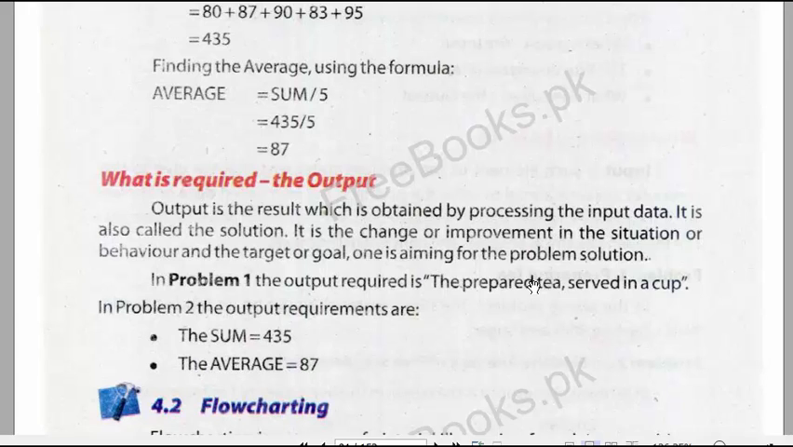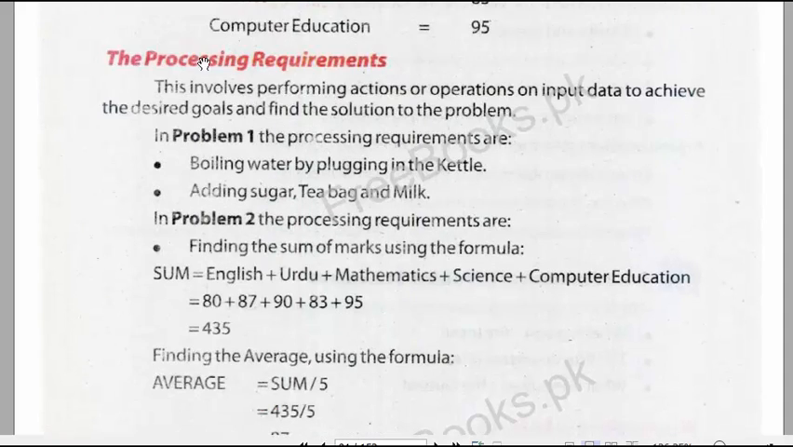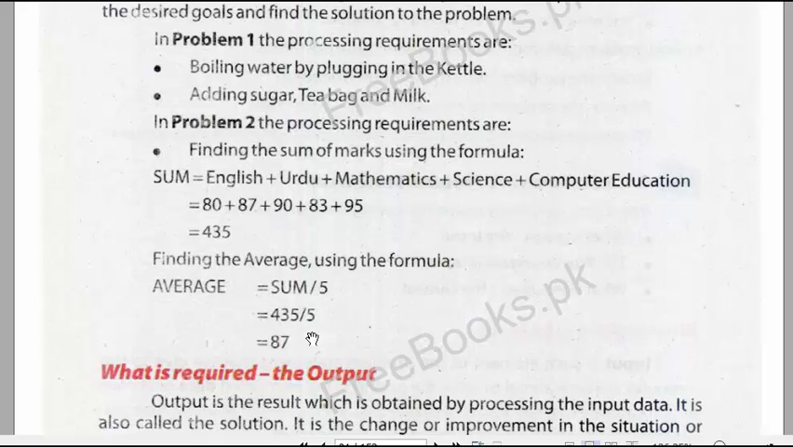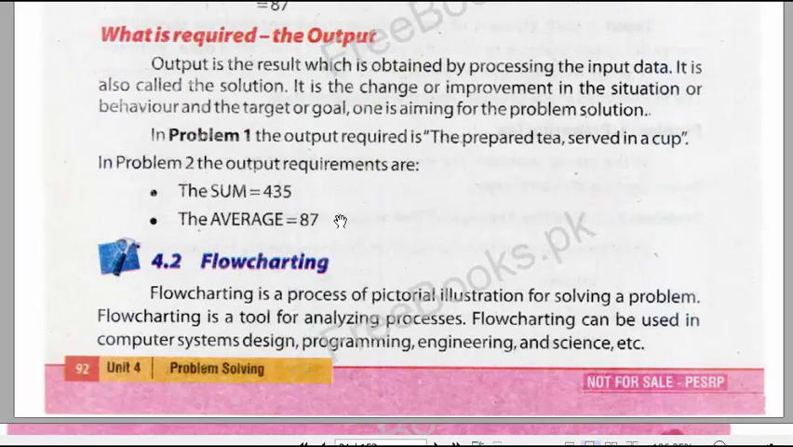In problem 1, the output required is the prepared tea served in a cup. In problem 2, the output requirements are the sum and the average. So we got our required input and output during the processing, but we have to make clear that these are the outputs. As you can see, in the process requirement we had got our outputs, but here we are clearly defining that these are our outputs.